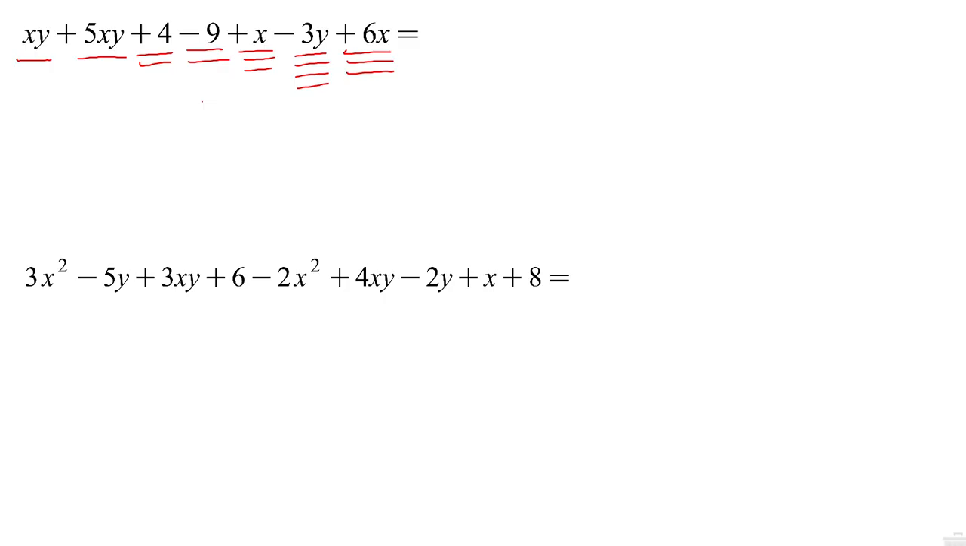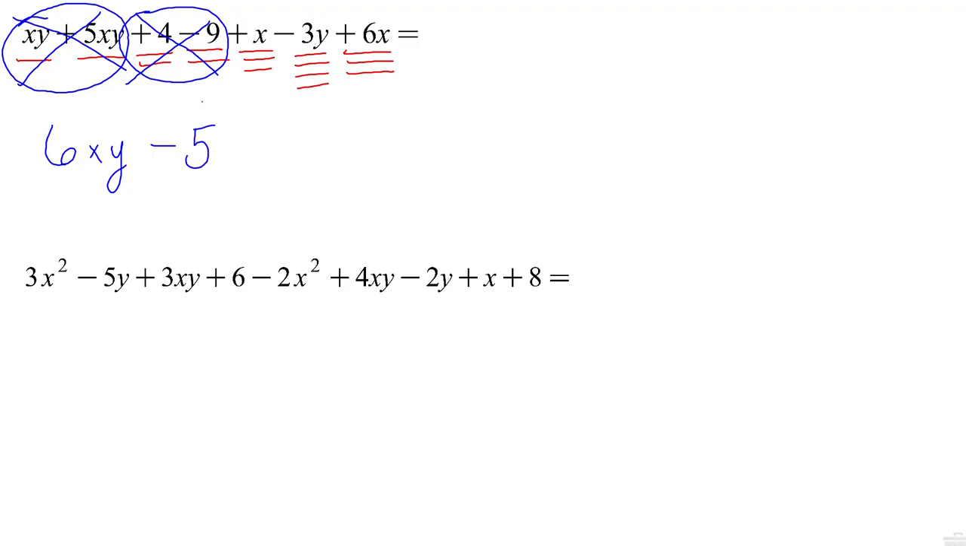So xy plus 5xy, this first piece that we're looking at here, should become 6xy because I had 1xy and I added 5 to it. Then I'll go through and cross those out once I've done them. And then we've got the plus 4 and the minus 9 right here that have 2 underlines on them. So 4 minus 9 is negative 5, so minus 5. Then we've got a plus x and a plus 6x. If you add those together, you should get plus 7x. Cross that out. And lastly, I just have the minus 3y.